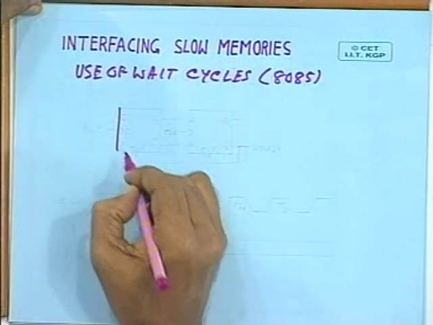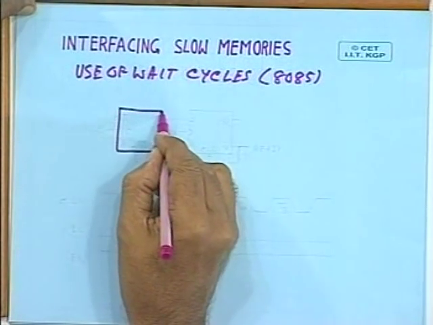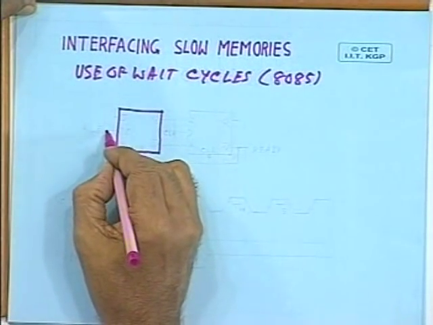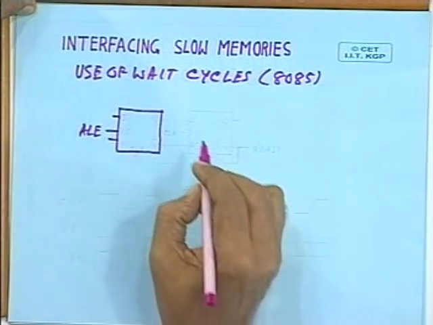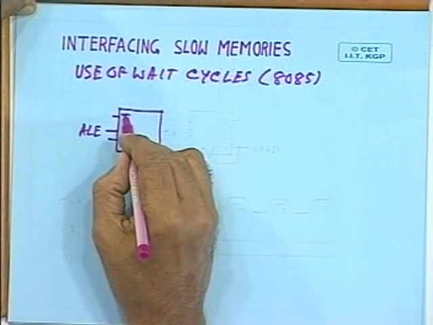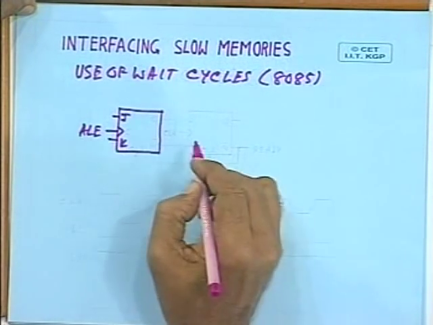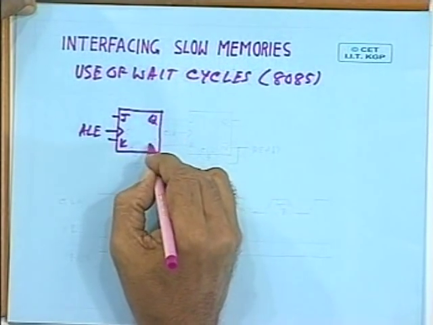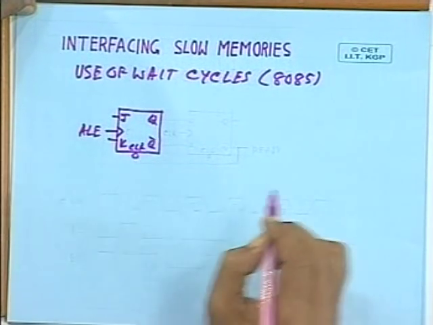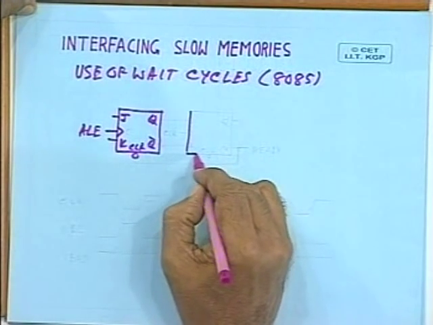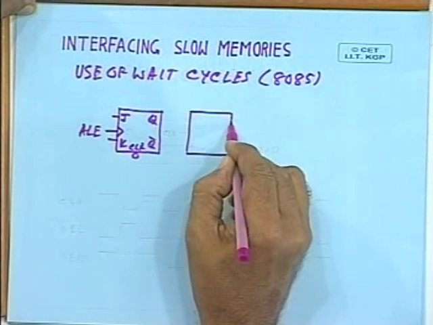Here I have illustrated with an example how a wait cycle can be introduced. Say ALE, now this is one JK flip-flop. ALE is applied to the clock. This is your Q, this is Q bar, this is the clear input of the JK flip-flop. We can use two JK flip-flops.